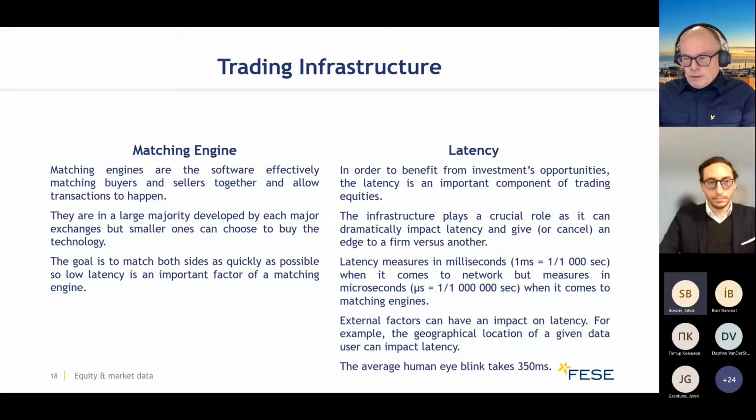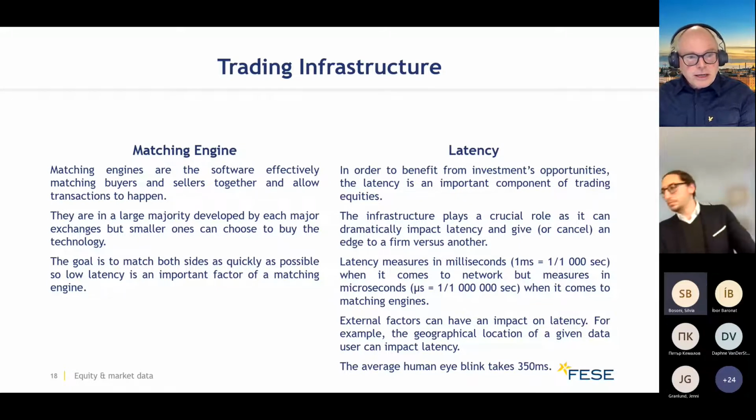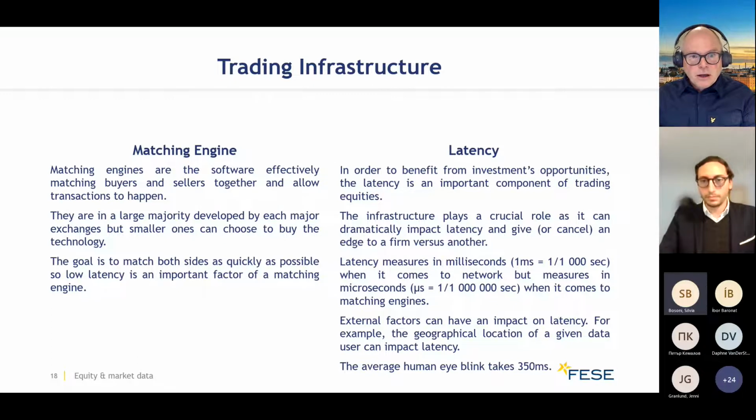And if we look back 15, 20 years, matching engines had latencies that were counted in milliseconds. From the time the order was handed over to the trading system until the order got accepted could take 1, 2, 3, 4, 5 milliseconds. Nowadays, we're counting microseconds. So we have this internal perspective, but the external perspective is also interesting.